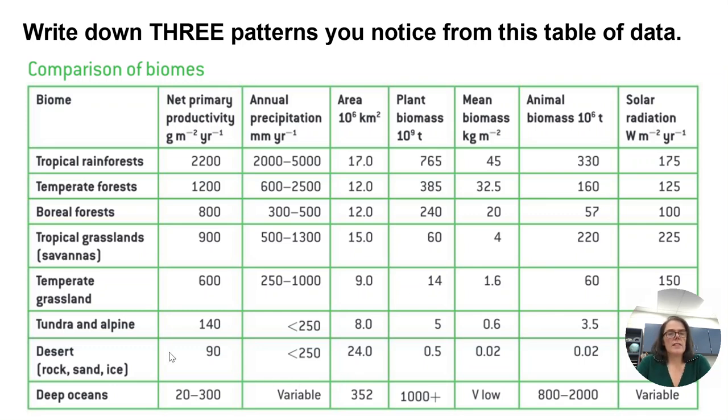Let's go the opposite, desert. All right, so here we have a whole lot of area. That's the highest area covered of the terrestrial biomes on Earth. Our plant biomass is the lowest, and our precipitation is also among the lowest. So not a lot of precipitation, not a lot of plant biomass, not a lot of producers.